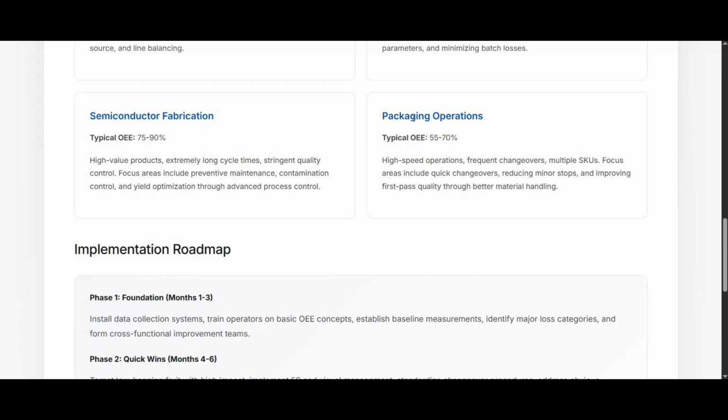And packaging operations here. This area usually has OE between 55 and 70%, which might seem lower, but it makes sense. Why? Packaging lines handle high speeds, frequent product switches, and a wide variety of SKUs. The main culprits of loss here are minor stops, quick changeovers, and material handling inefficiencies. The best strategies include improving first-pass quality, fine-tuning changeover procedures, and maintaining steady flow through good scheduling and material supply discipline.